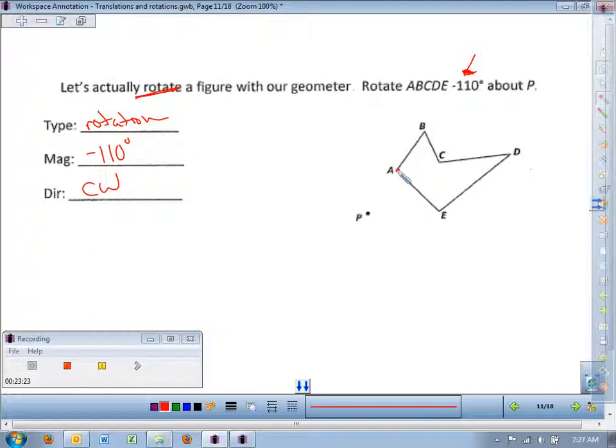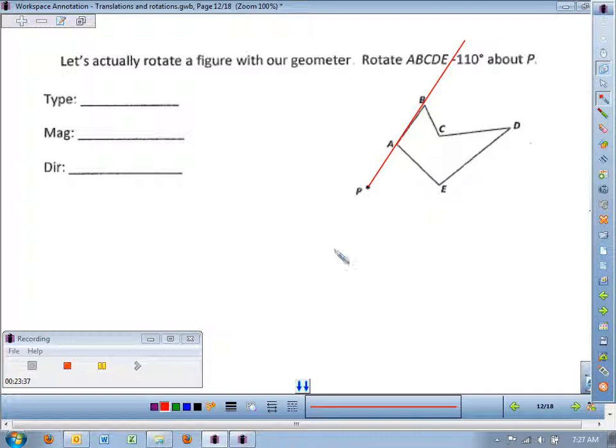I'm going to pick this point A and rotate it a negative 110 degrees from point P. Here's how we're going to do it. Take your straight edge and connect a segment starting from P through A, just like that. Don't go down here. Don't put any segment down here. It's going to get a very confusing picture, but just connect from P through A right there. Is that okay with you?